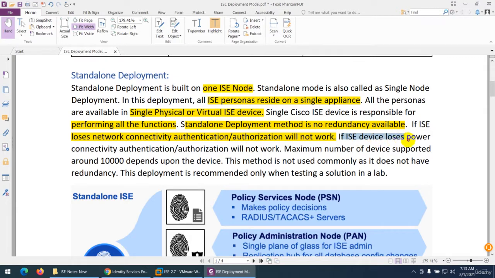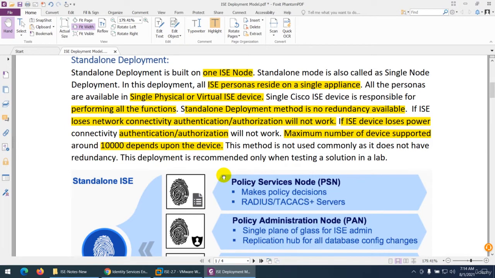If an ISE node loses power, again there is no authentication and no authorization. Maximum number of devices supported is roughly 10,000. A single box can support up to 10,000 devices connecting to the network. This method is not used commonly because there is no redundancy available in standalone deployment.